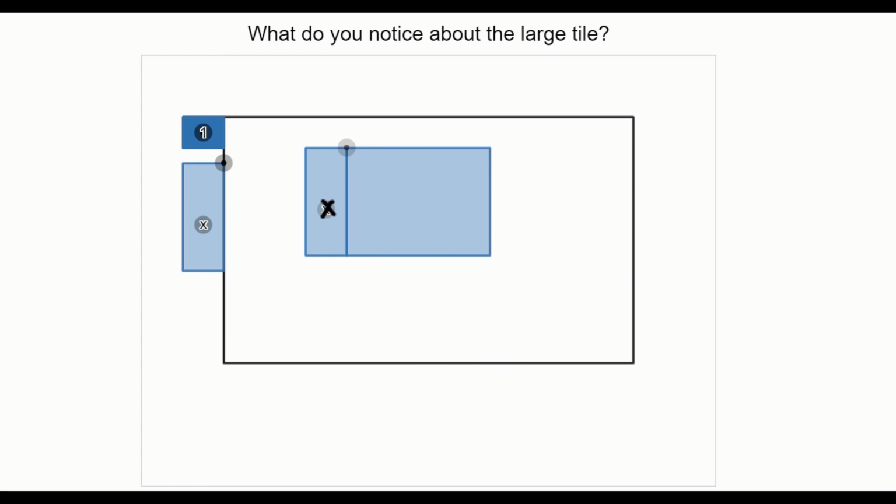Now let's compare the width or the base of our new tile. Notice that the base of our new tile has a width of x. So if it has a height of x and a base of x, what's the area of this new tile? What should we call this new tile? Well, x times x is going to give us x squared. So our new tile is a large square with an area of x squared.